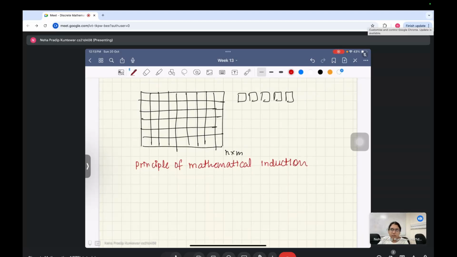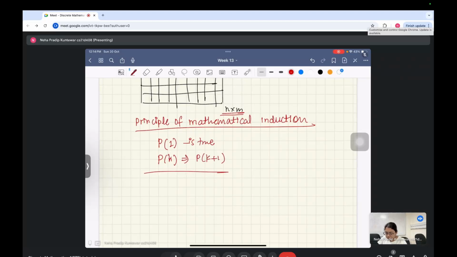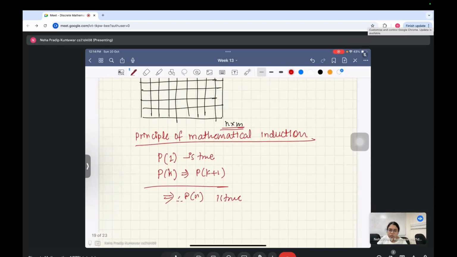This question that we're going to do is a bit more complicated than the PMI examples that we saw earlier, because in this case there are two variables that we are inducting on. Normally the principle says that let's say p of 1 is true, that comprises your base case, and p of k implies p of k plus 1, therefore p of n is true. This is the principle of mathematical induction, but in this case there are two parameters here.